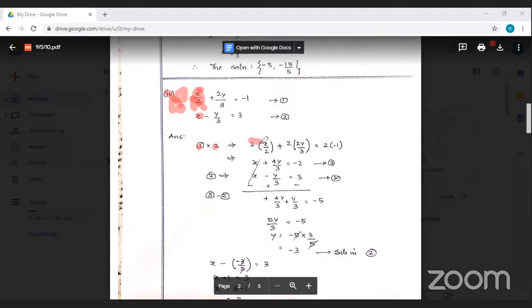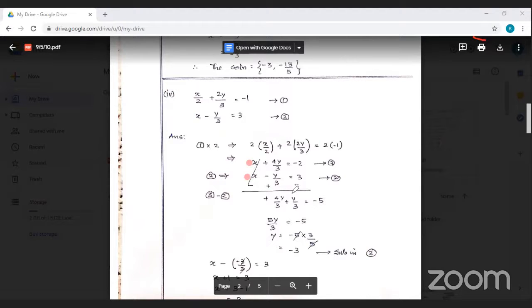So 2 into x by 2, 2 into 2y by 3, 2 into minus 1. Any doubt in this? No doubt, sir. Therefore, the equation will become x plus 4y by 3 is equal to 3. Then I am writing the second equation as it is. Any doubt? No doubt, sir.